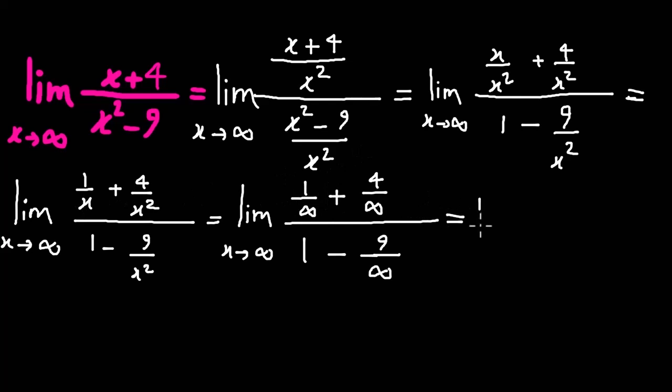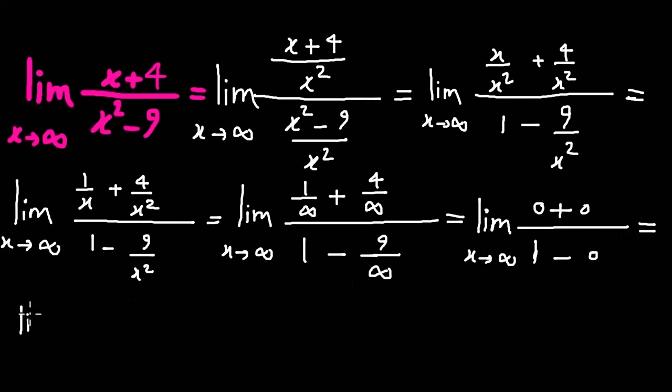So we need to calculate the numerator. 1 over infinity is equal to 0, plus 4 over infinity squared is equal to 0. In the denominator, we have 1 minus 9 over infinity squared, which is equal to 1 minus 0. So the final answer is 0 over 1, which is equal to 0.